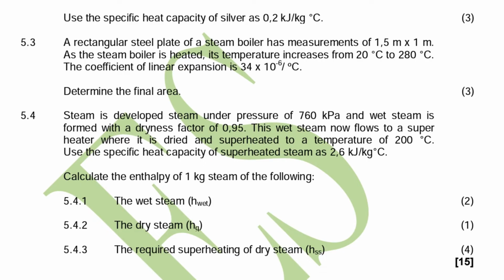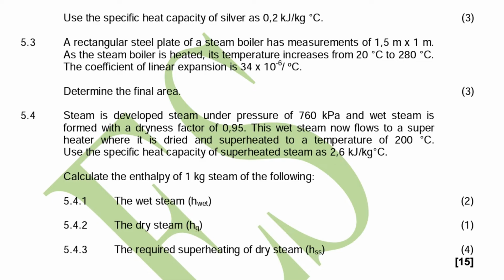5.4 reads as follows. Steam is developed under a pressure of 760 kilopascal, and wet steam is formed with a dryness fraction of 0.95. So basically here we are generating steam, and since we know that the first steam that is produced is wet steam, they're saying we have a pressure of 760, and the first steam, as we all know, is wet steam with a dryness factor of 0.95.